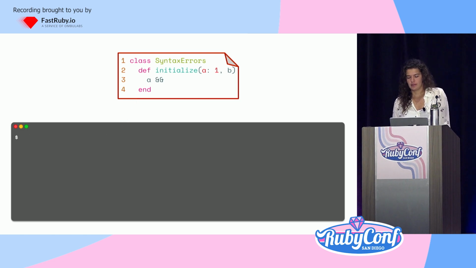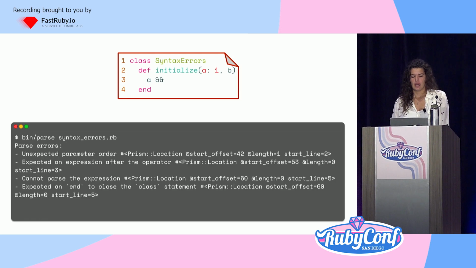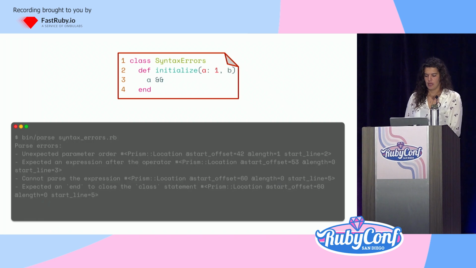If we look at Prism instead, there are many ways to access Prism's parser. One of them is to run it right within the Prism directory. You'll get these parse errors. I've changed the formatting slightly. First, you'll get unexpected parameter order, which is exactly what we discussed and what we want here.